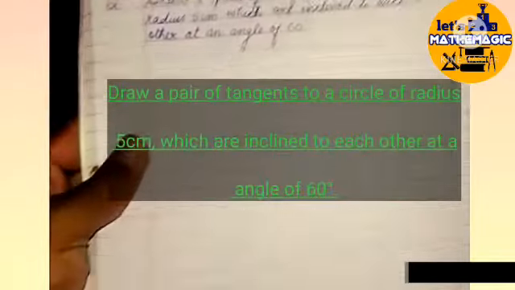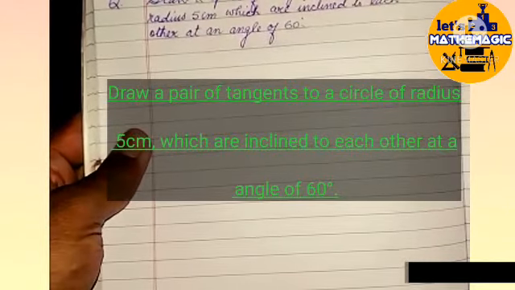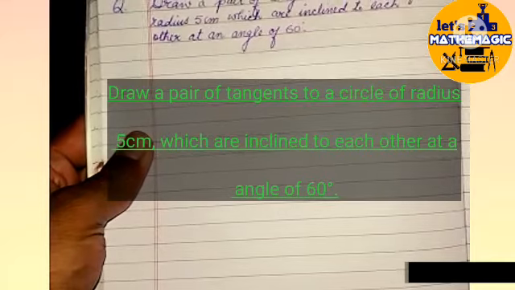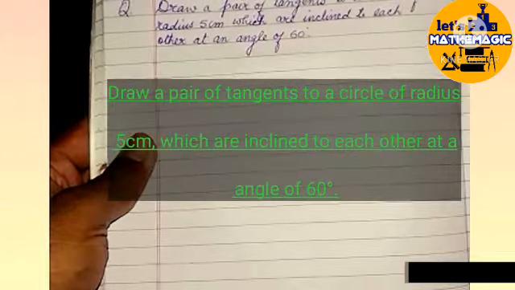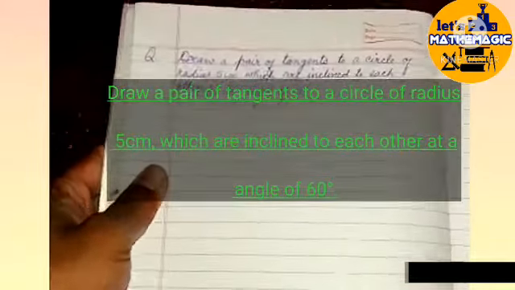Hello students, today we will draw a pair of tangents to a circle of radius 5 cm which are inclined to each other at an angle of 60 degrees. So let us start.